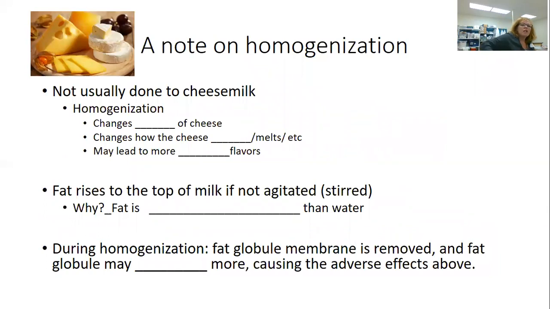On homogenization, almost all milk is pasteurized before it's used in fluid milk or cheese because we want to get the pathogens out. Again, some people drink raw milk, some people make raw milk cheese, but it's not legal for sale, okay? So homogenization then, what does homogenization deal with? What components of the milk?